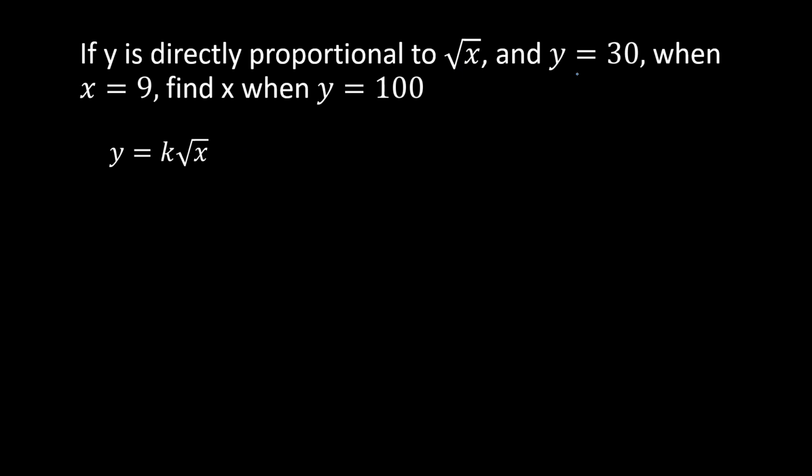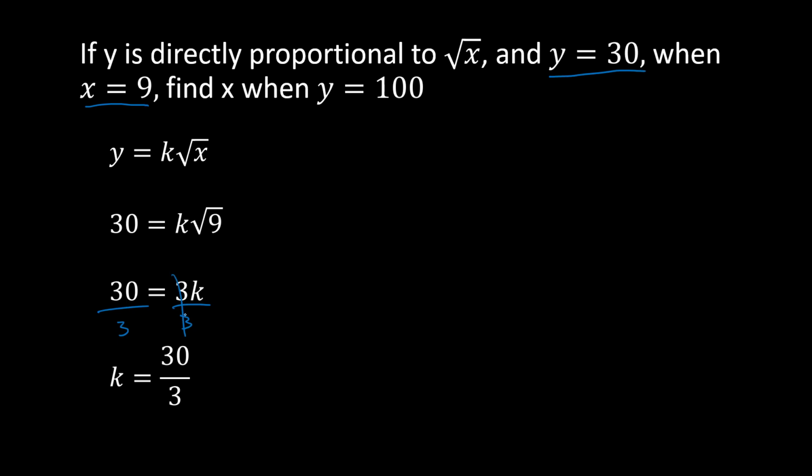So plug in what I know to find the k. So y is 30 when x is 9. So plug a 30 for y and a 9 in for x. When I do that, I now have the square root of 9, which is going to be 3. Solve for k by dividing both sides by 3. Now I have k equals 30 over 3, which is going to be 10. So I found k. Now I need to find x when y is 100.